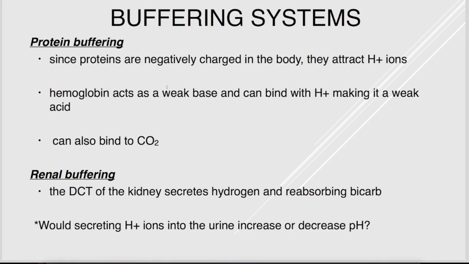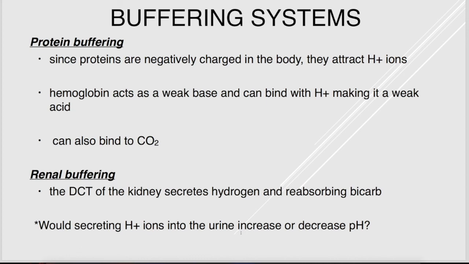So a couple other ones here. Proteins, like I said, are negatively charged, so they can attract those H+ ions. They're kind of a passive buffer. They're just there, and they can buffer very well. For example, hemoglobin can act as a weak base, bind with H+, and become a weak acid, so it can go both ways. It can also bind CO2, which you can think of as an acid. And like I said, the kidneys are very important because they can secrete hydrogens, reabsorb bicarb, make new bicarb, and excrete bicarb. They can do it all.